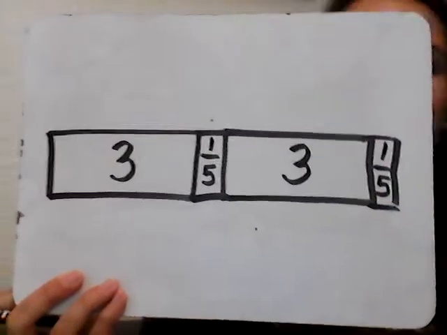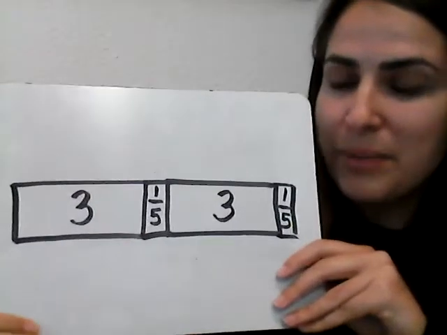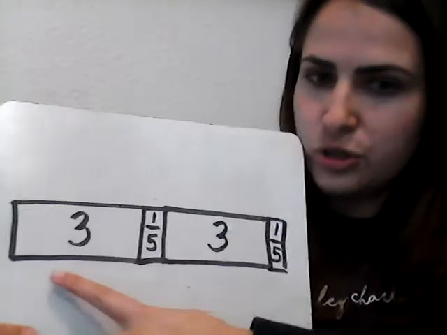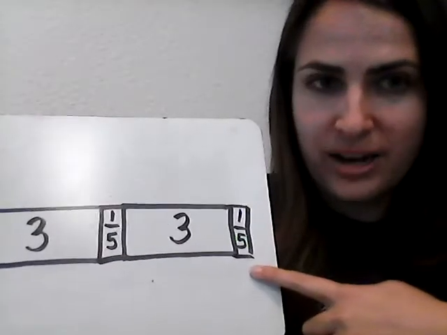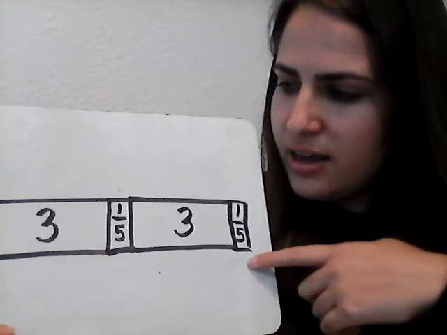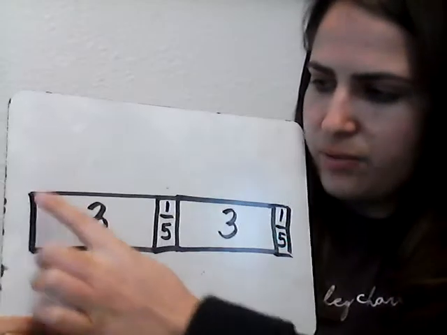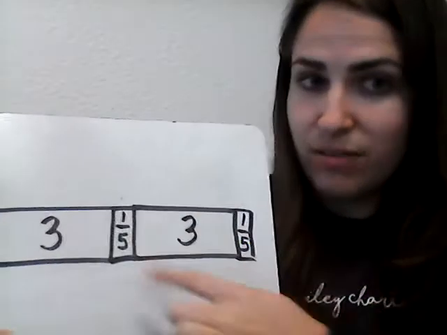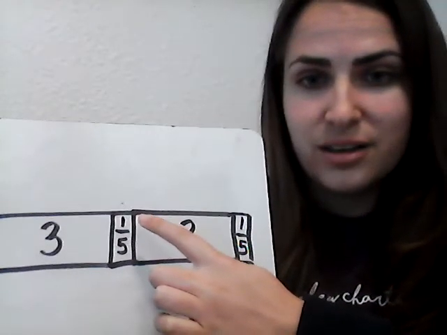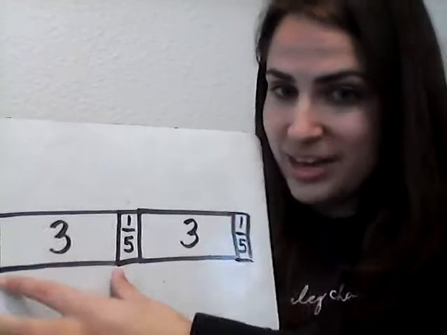Alrighty, you guys. So looking at this tape diagram, we see that we have 2 copies of 3. We see that we have 2 copies of 1/5. In other words, we also see that we have 1 copy of 3 1/5 and then another copy of 3 1/5. So, because we have 2 copies of 3 1/5, our multiplication sentence is 2 times 3 1/5.